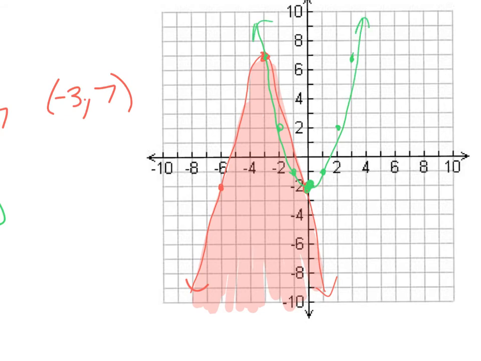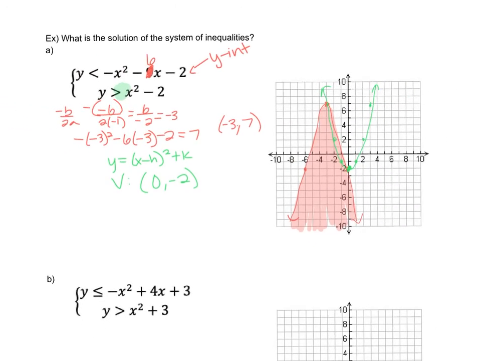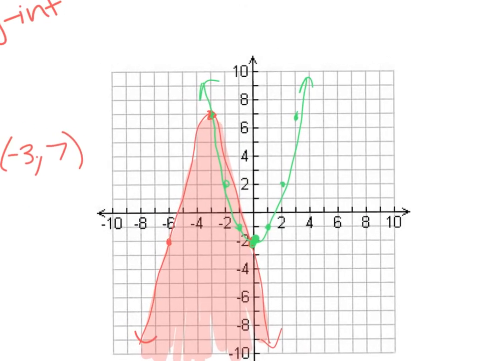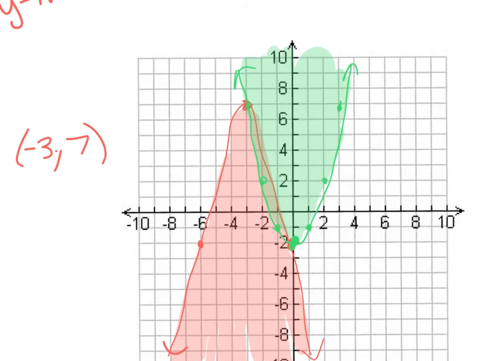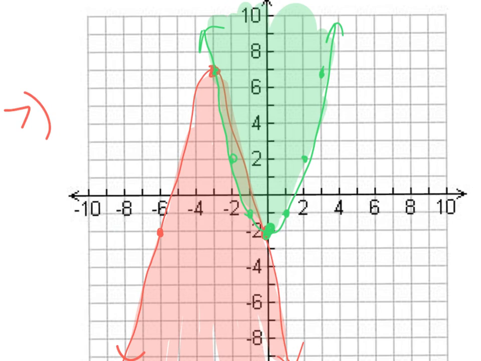Here is my parabola. In what direction are we going to be shading? Well, it's y is greater than, so we're going to be shading above. So let's do that. Try not to color outside the lines over there on the left. As you can see, this little area that is covered on both of them is our region that satisfies this solution of inequalities. So I could pick any point in this region and it would be a solution for both of those inequalities.